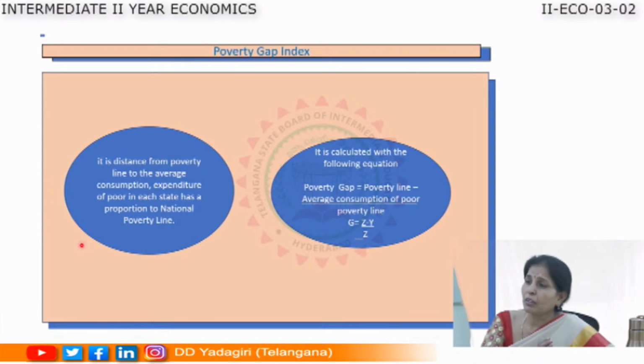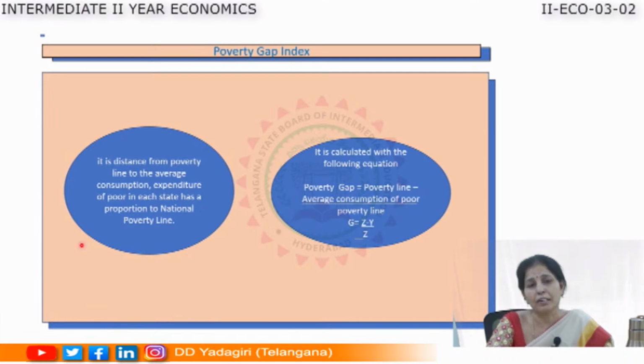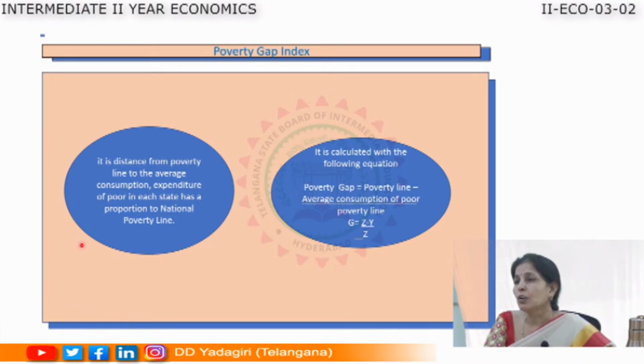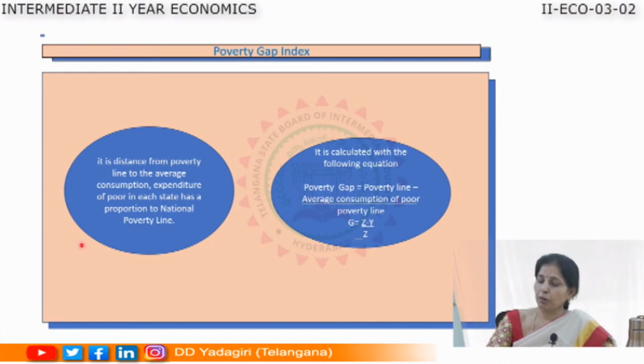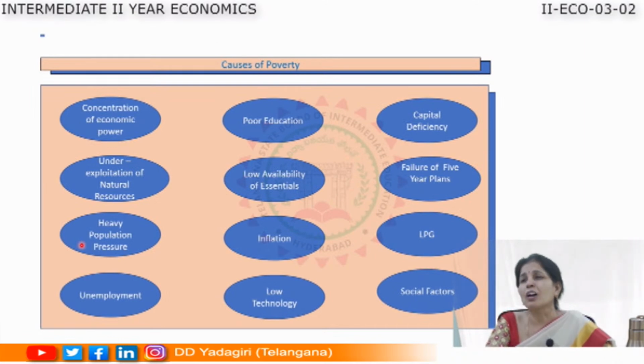So between the poverty line the government is setting and the average consumption we have, there's a glaring difference. The gap is huge and that is leading to poverty. So here we consider G is equal to Z minus Y by Z. G is the poverty gap, Z is the poverty line, Y is the average consumption of the poor, and the denominator Z is the poverty line. The next one we have is what causes contribute to poverty.